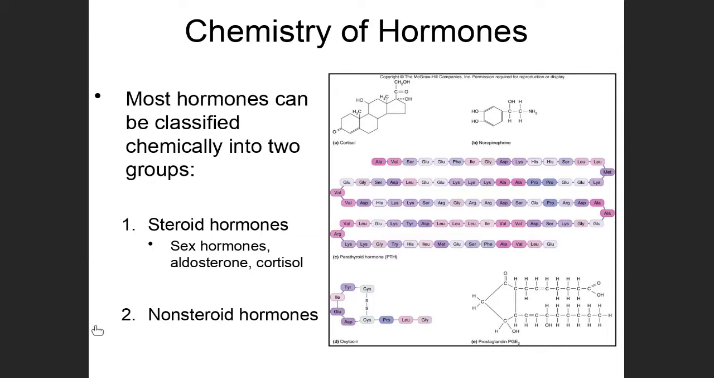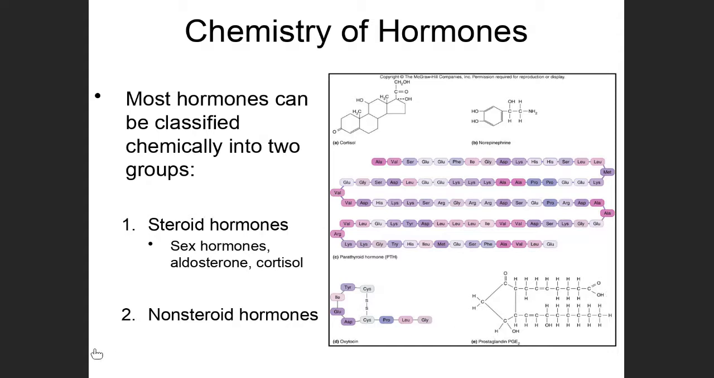All of the other hormone categories, at least chemically speaking, I like to classify as just non-steroid. If you look over here at this diagram, we've got an artist's representation of some other hormone types that would fall in the non-steroid categories. Parathyroid hormone is a protein. Oxytocin down here is a polypeptide chain. This is prostaglandin, another hormone. You can see it's made up largely of a hydrocarbon chain.